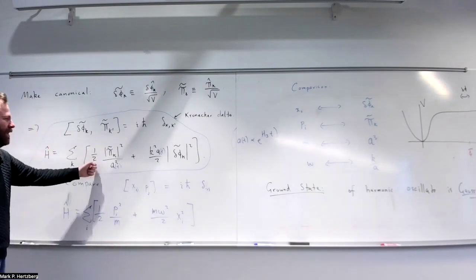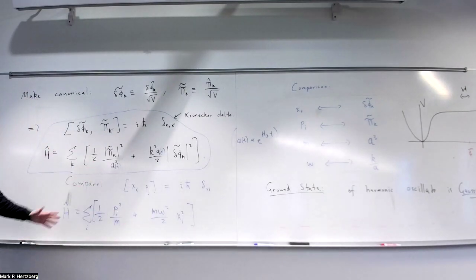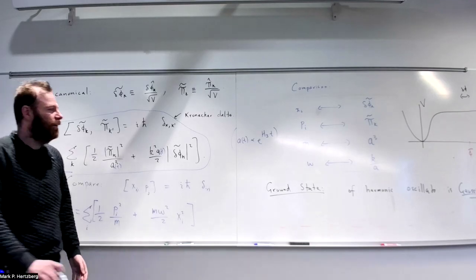Now, the ground state of this theory is similarly a Gaussian because it's the same Hamiltonian.